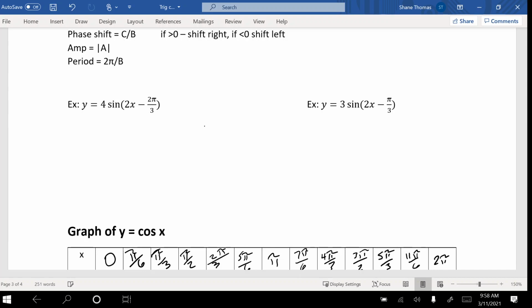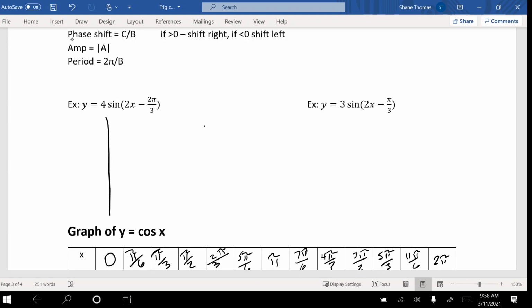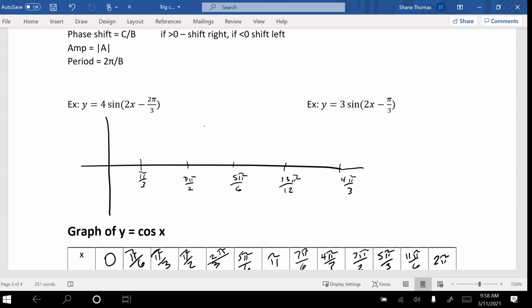Okay, all right, so my points are pi over 3, 7 pi over 12, 5 pi over 6, 13 pi over 12, and 4 pi over 3. Okay, those were my 5 critical points.